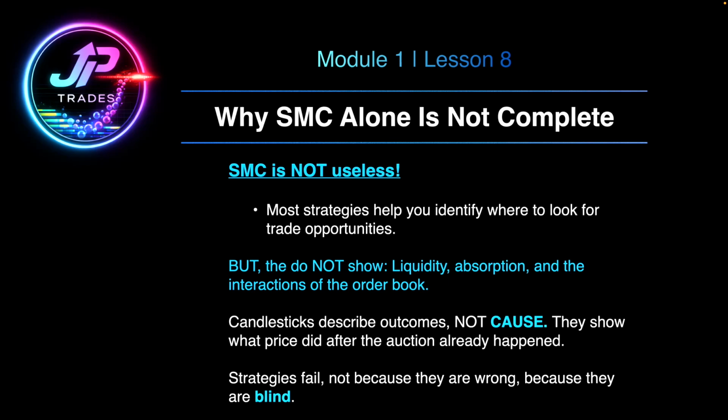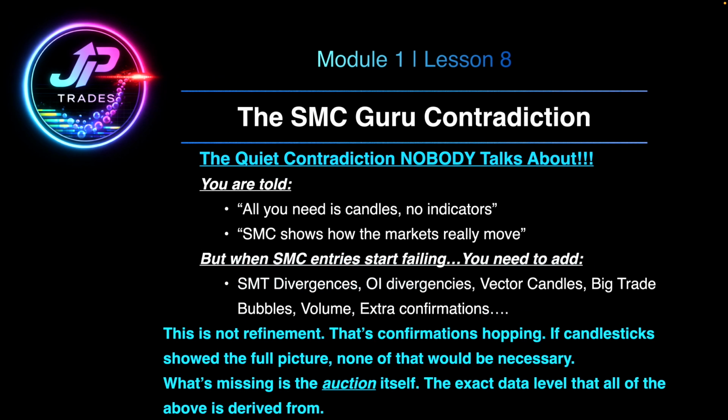Now, here's the uncomfortable truth most educators will never explain. You can have a perfect setup, but you still are trading directly into a wall of liquidity. If there's a massive sell wall sitting above price and that wall doesn't move, price doesn't move either. No matter how good the candles or the structure looks or how confirmed that entry model is, candlesticks don't show you where the liquidity is. Market structure indicators, they don't show you all the information like order flow software can.